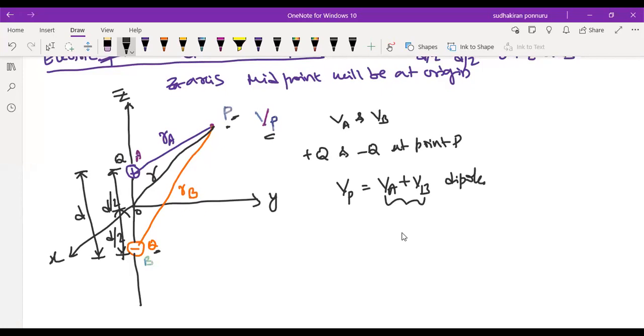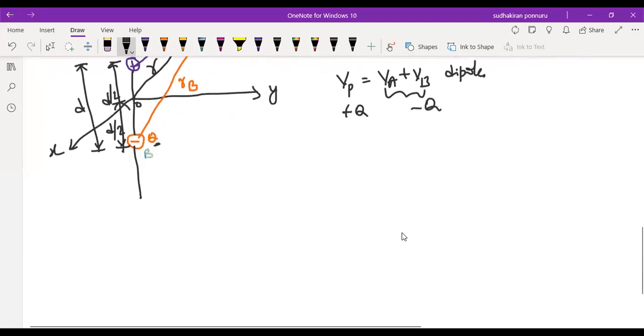Okay, all together we are going to go for the dipole. So what about VA? At A you have plus Q charge, and at B you have minus Q charge. Therefore, individually I will write the expression for VA as well as for VB.